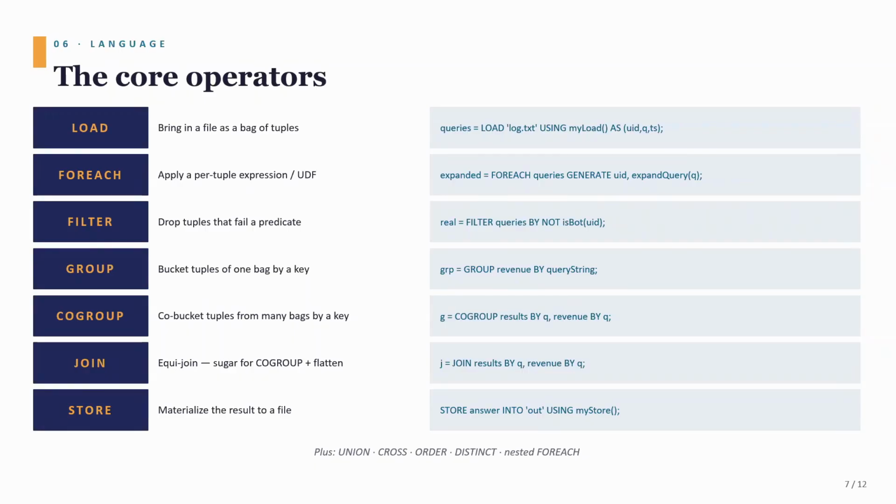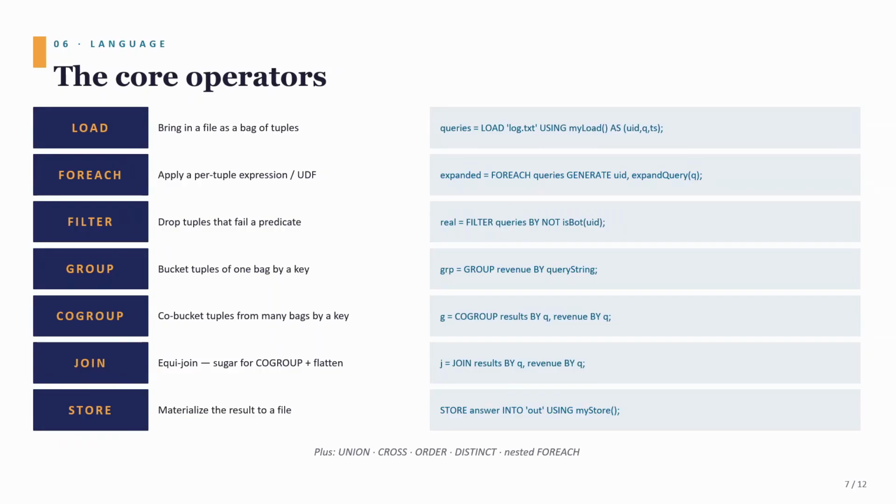Next is foreach. This applies some processing to every single row in your data. For example, if you want to expand a search query or extract a field, you use foreach. It works on one row at a time, which also makes it easy to run in parallel.